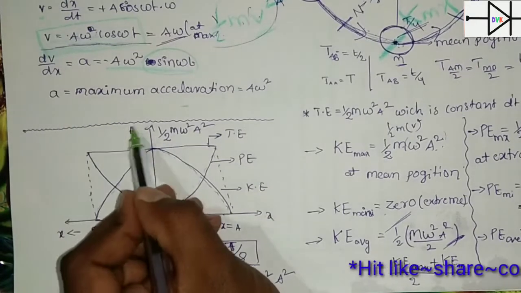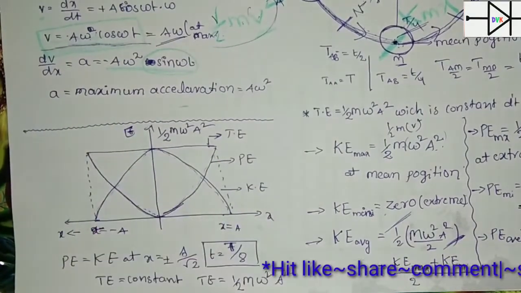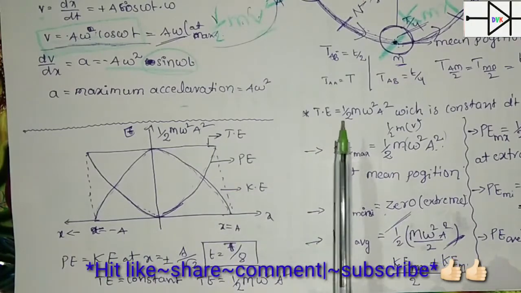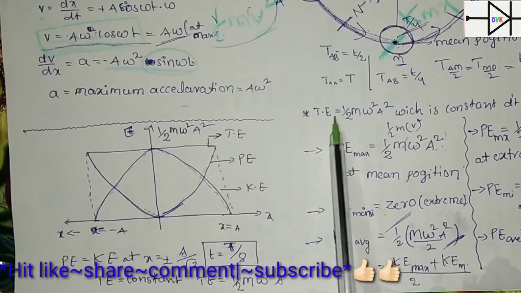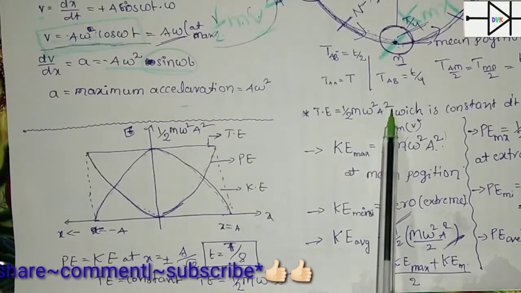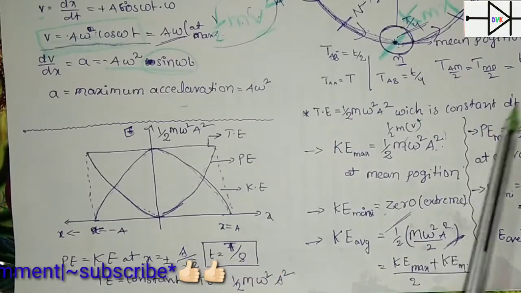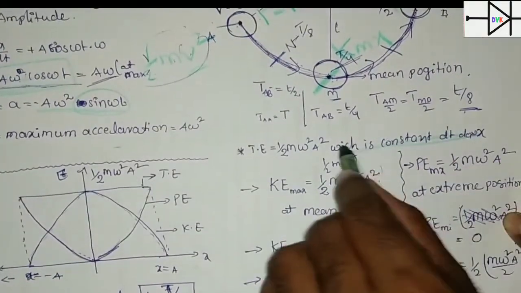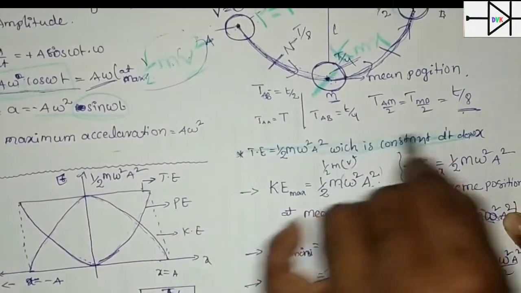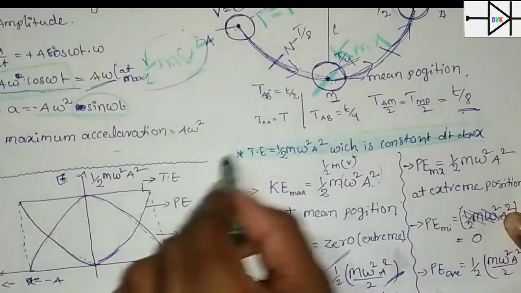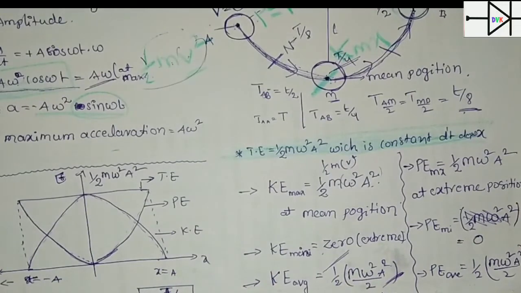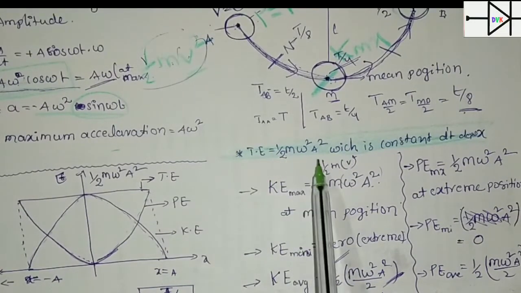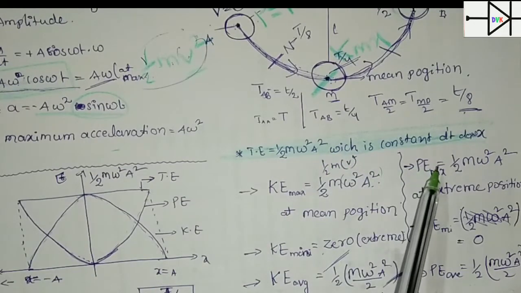One important point: total energy is always constant. Total energy is (1/2) m omega square a square, which is constant. It does not depend upon x. This is a very, very important point, right? Total energy is half m omega square a square, which is constant, and it does not depend upon x.